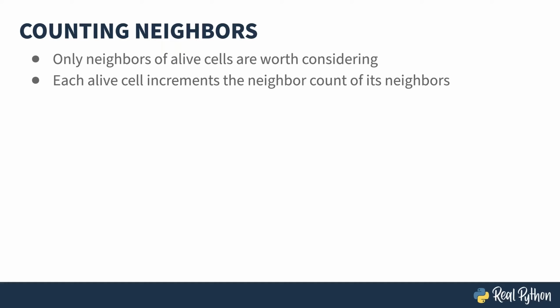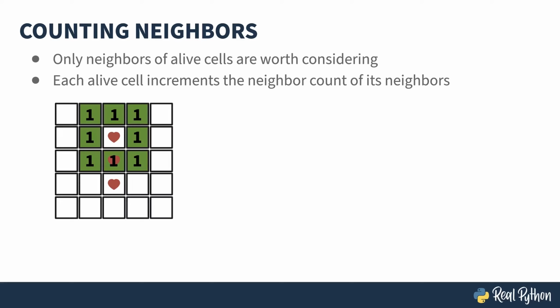Let's look at an example. Starting with a blinker pattern with 3 alive cells. Again, only processing the alive cells. The green cells are the neighbors to the cell I'm currently processing. All the green cells get an initial count of 1 neighbor, as my current alive cell increments their neighbor count.